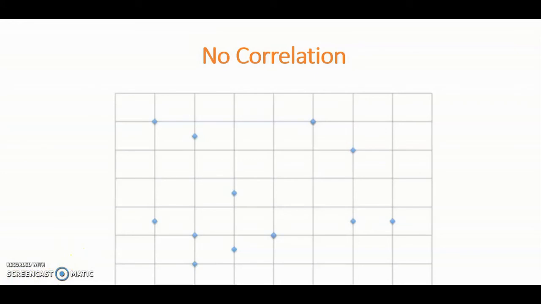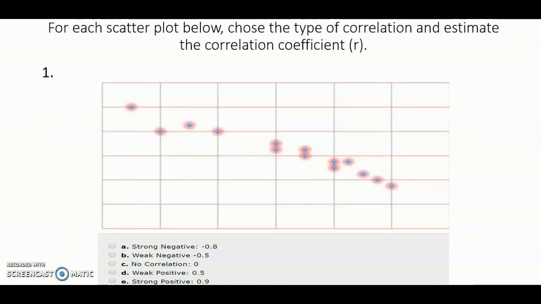Now is the time for us to do a little bit of practice. For each scatter plot below, choose the type of correlation and estimate the correlation coefficient. So take your time and try to do this problem.